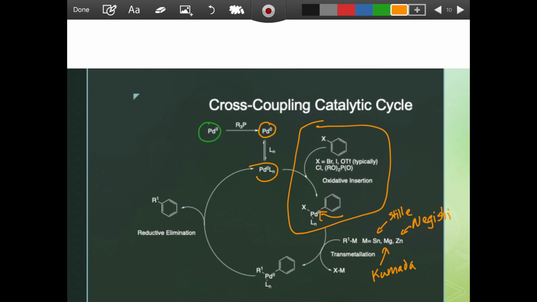Right. The next step is a transmetallation, where you swap the metal on whatever your R metal is for the palladium. So you're transmetallating. You're going from tin, magnesium, or zinc to palladium.